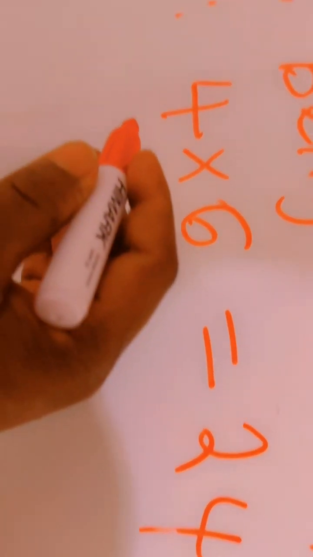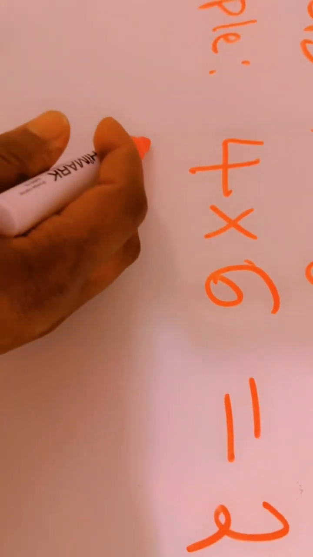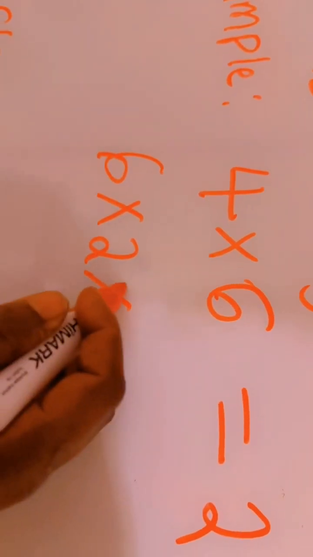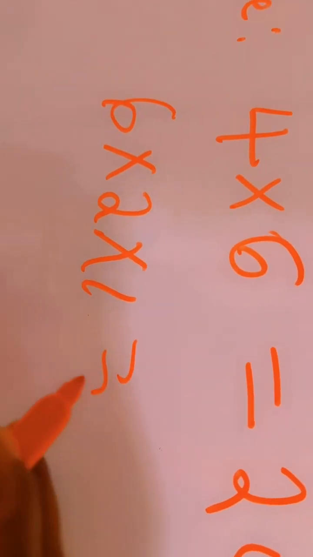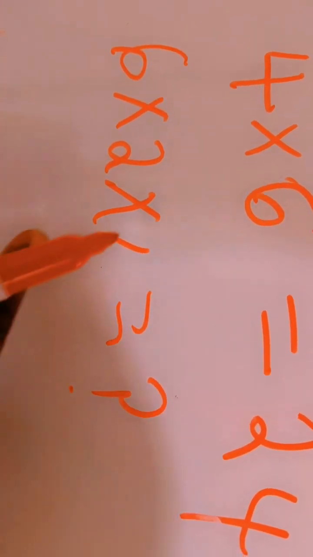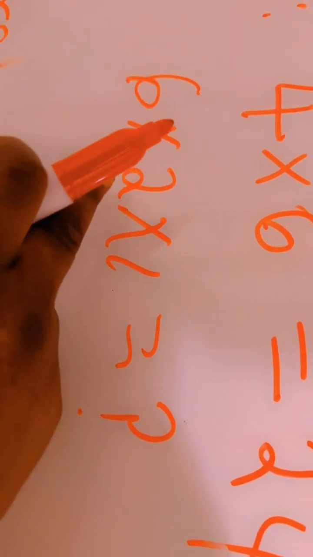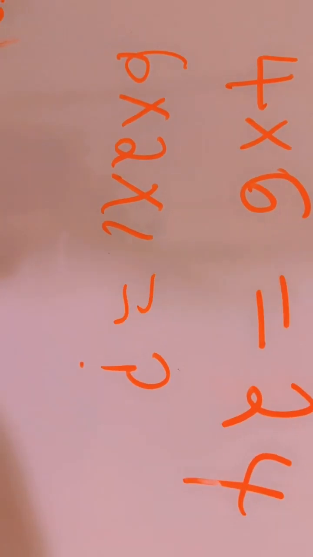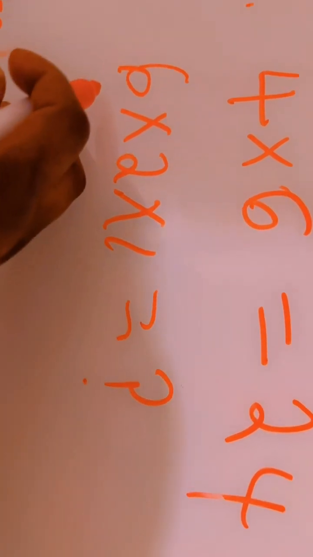So if you're given another number like 6 times 2 times 1 equal to what? Whatever is the answer here is the multiple of 6 and 2 and 1. It's as simple as that. Would you be able to do it?